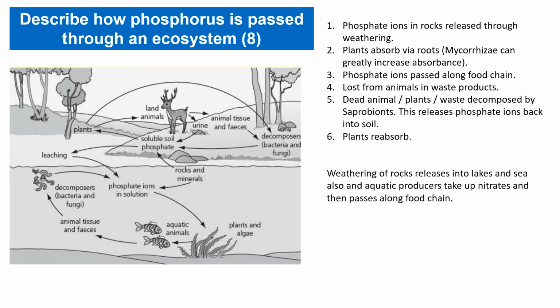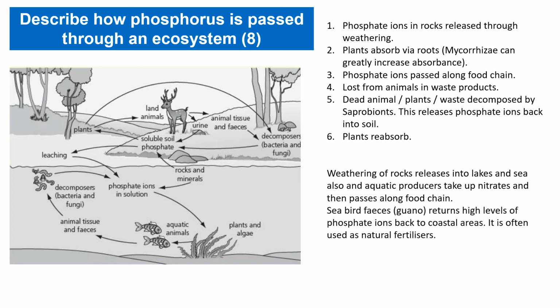Now if you do have rocks in aquatic environments, so lakes and the sea, this will also release phosphates into the water, and that will pass along the food chain again. So you see on this picture, from the algae to the aquatic animals, and go through there. And the same thing still happens: it will end up being decomposed and returned around.